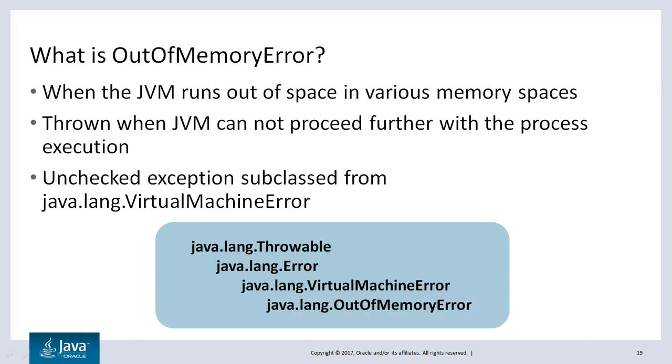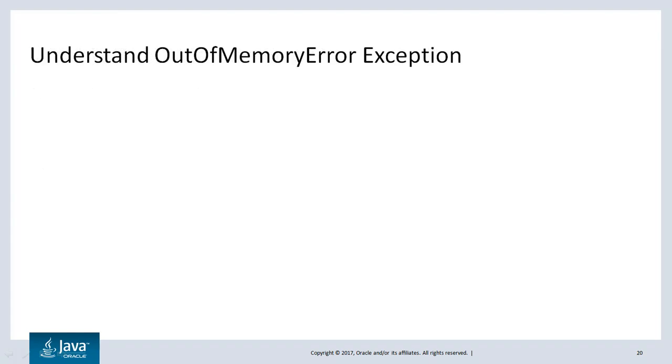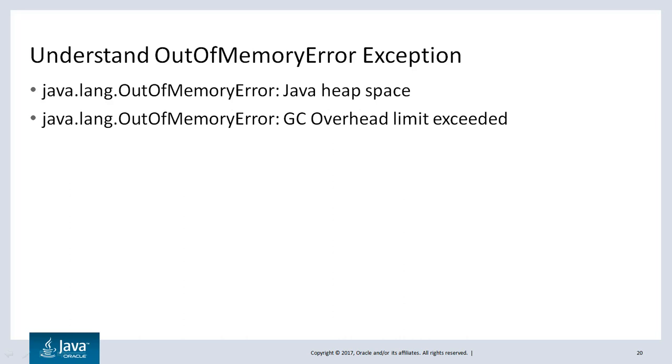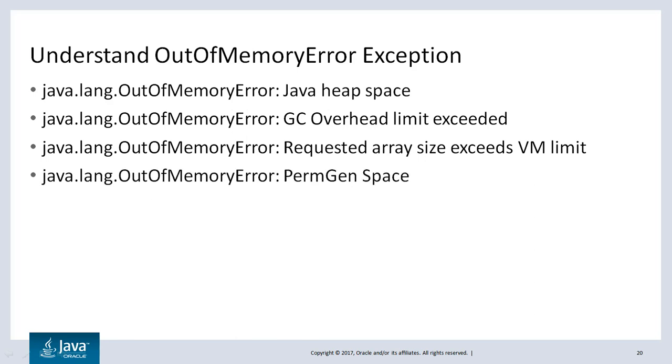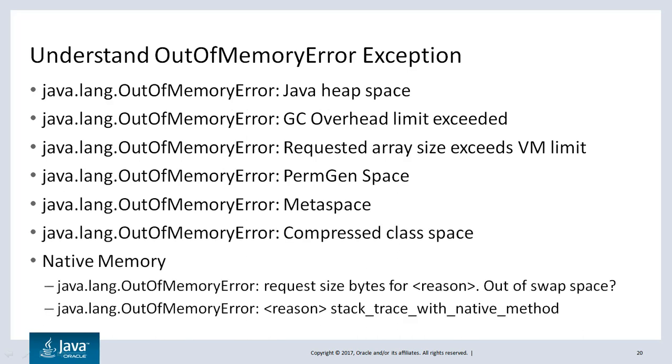It's an unchecked exception and it's subclassed from java.lang.VirtualMachineError. This picture shows the hierarchical structure of the OutOfMemoryError exception. Here are all the OutOfMemoryError exceptions that the JVM can report. The JVM can report these exceptions if the Java heap space is full, or the collective GCs have exceeded the GC overhead limit, or when a huge array is allocated by the application. We can also see the OutOfMemoryError exception for the permanent generation or metaspace, the compressed class space, or native memory. In the next slides, we'll look in detail at all of these OutOfMemoryError exceptions.